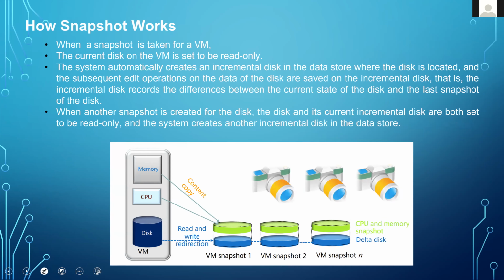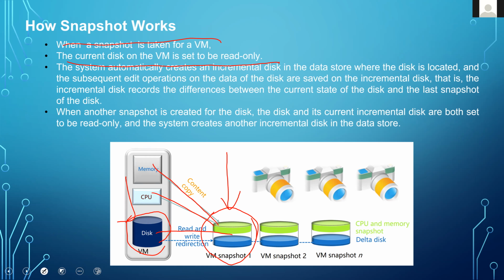When you take a snapshot, the current disk is set to read-only. So this is in read-only mode. You cannot write to this anymore. Another disk will be created on the same datastore. Now all the read-write and all the operations are redirected to this disk. This is an empty disk. The new incremental data will be stored to this disk.